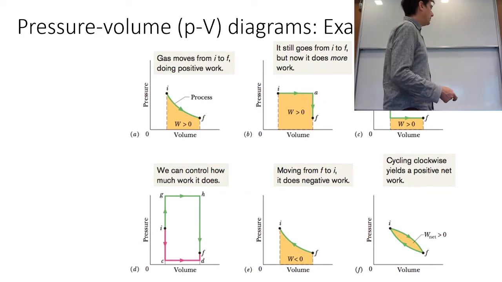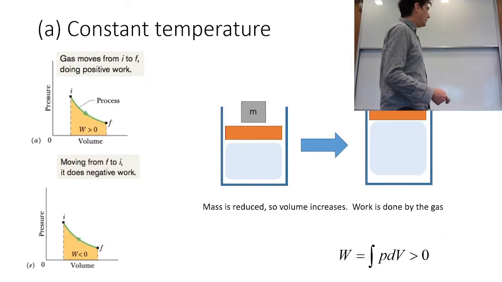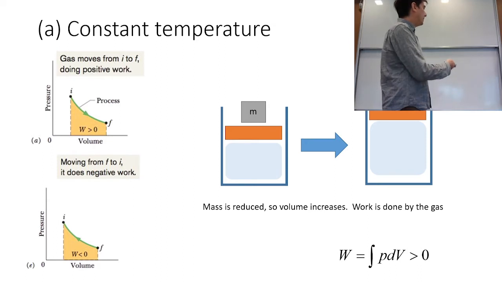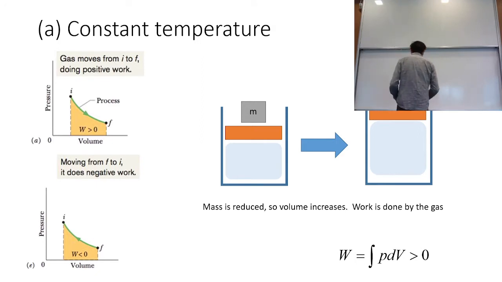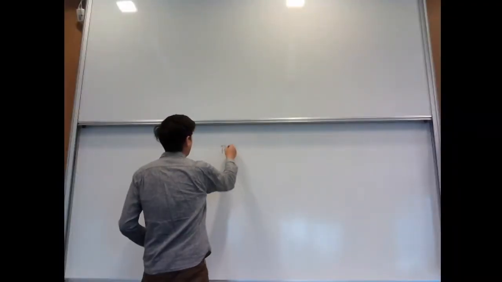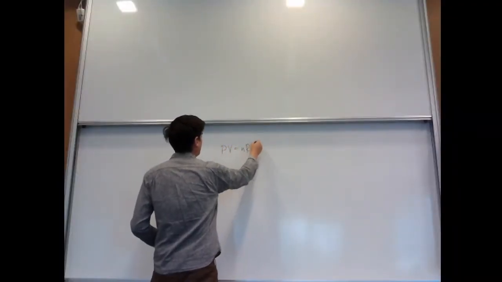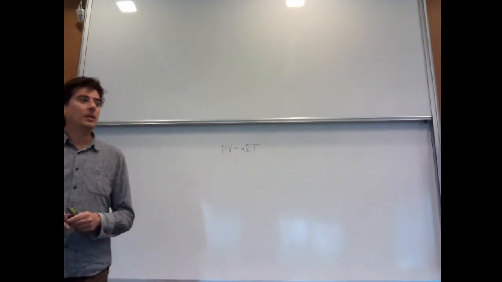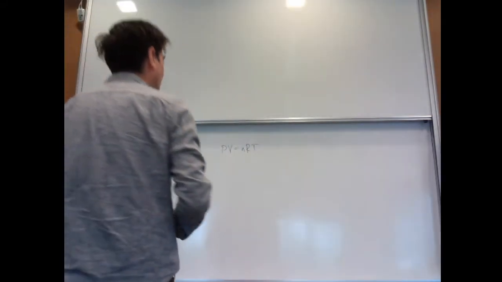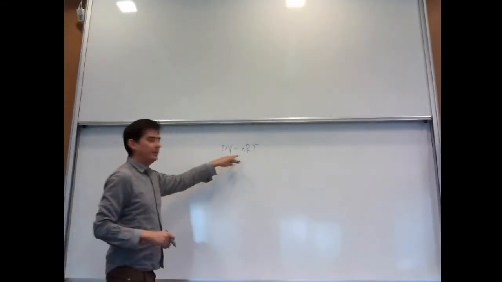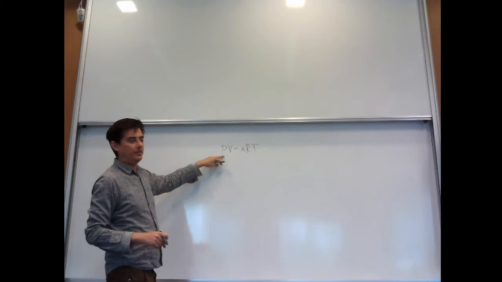So we looked at a couple of examples. Constant temperature, maybe I didn't mention this last time, looks like this. We haven't really done this exactly yet, but let's preempt things a bit, maybe some of you have already seen it.